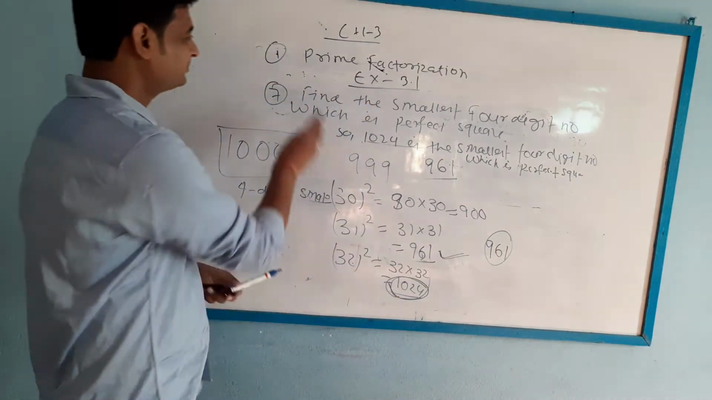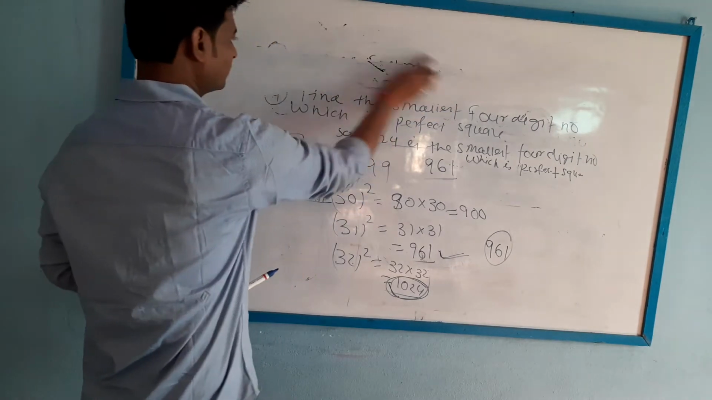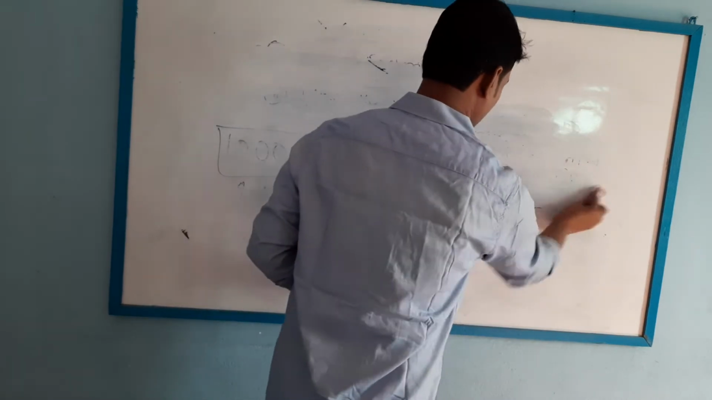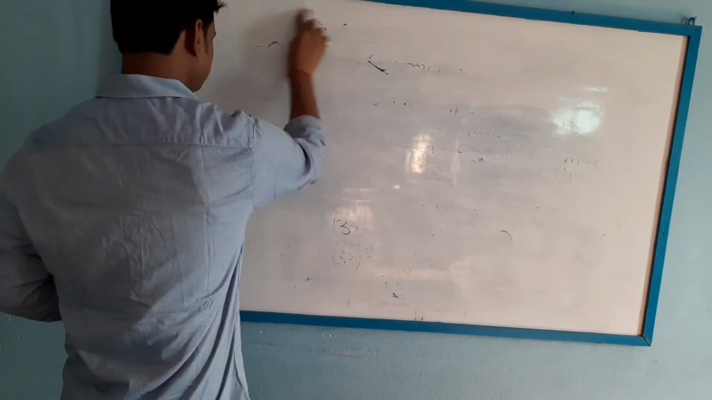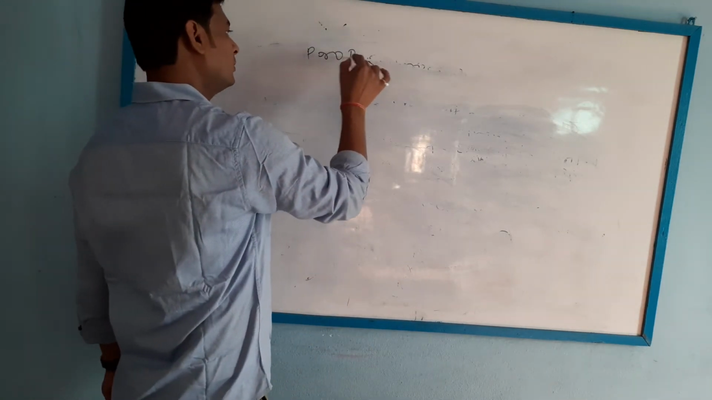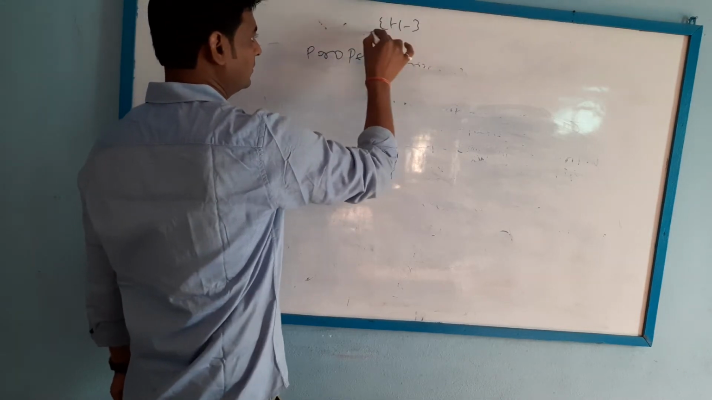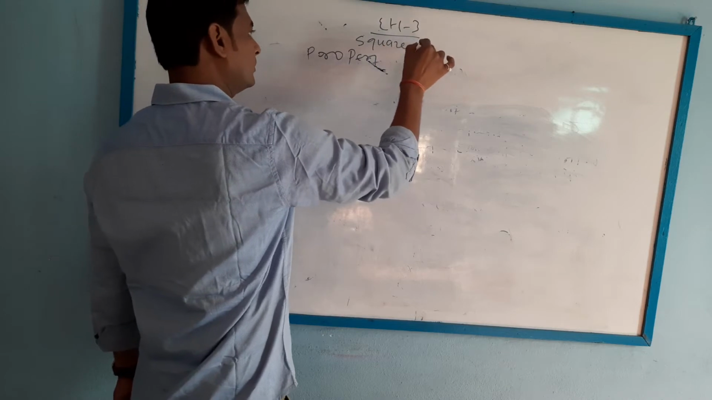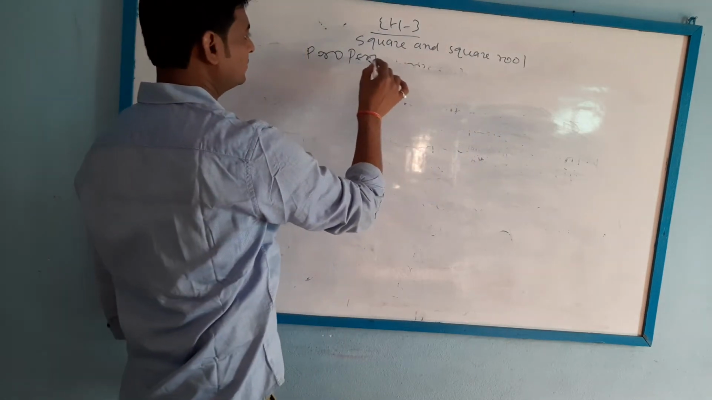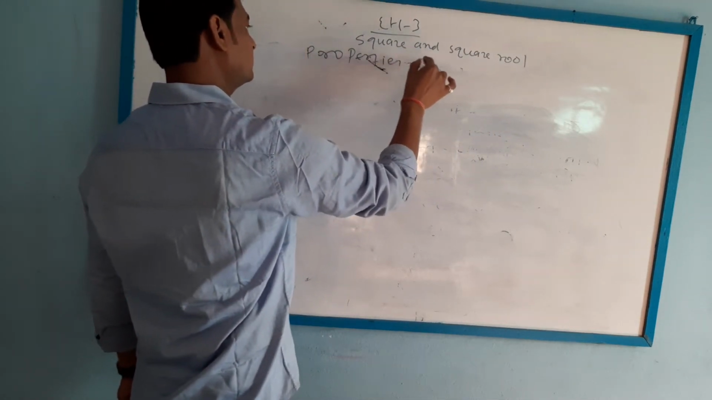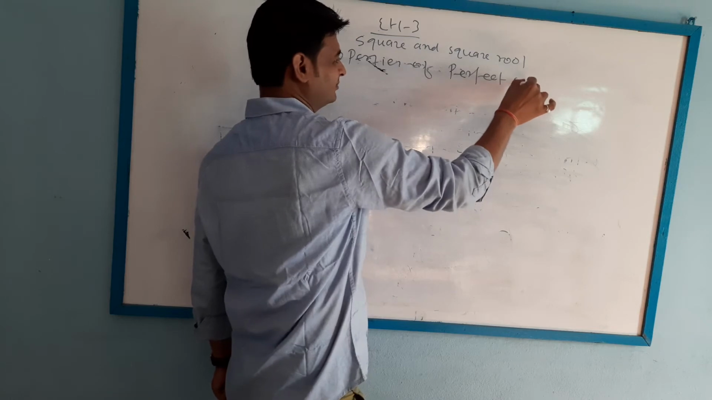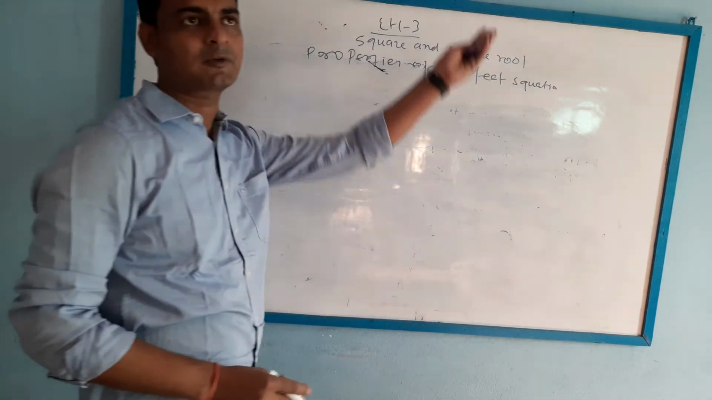Now we will look at some properties of the perfect square. So what are the properties of the perfect square?